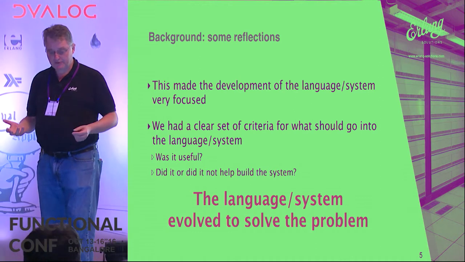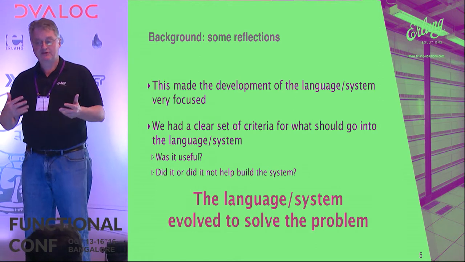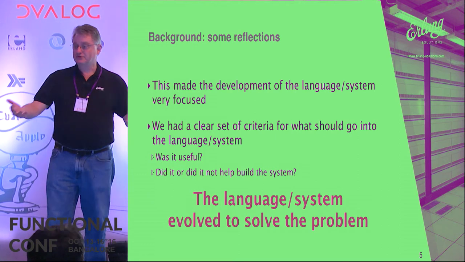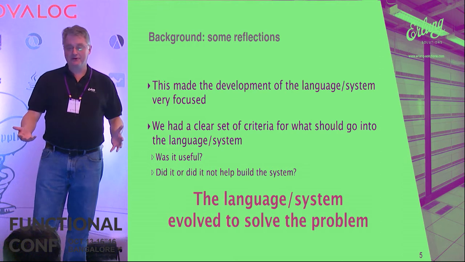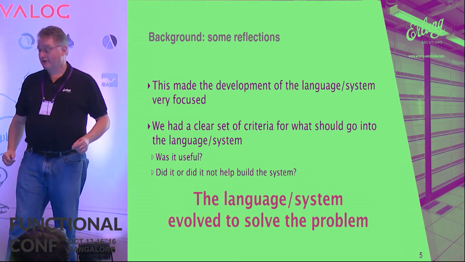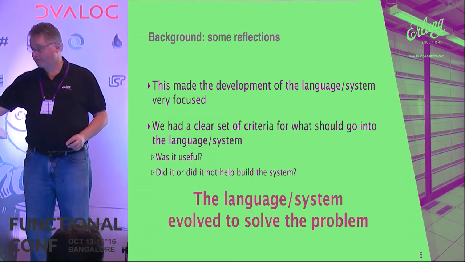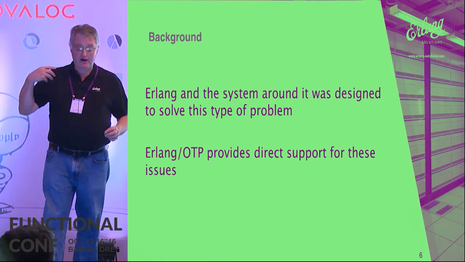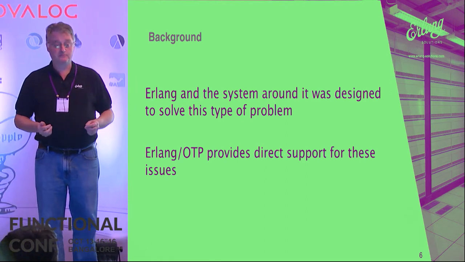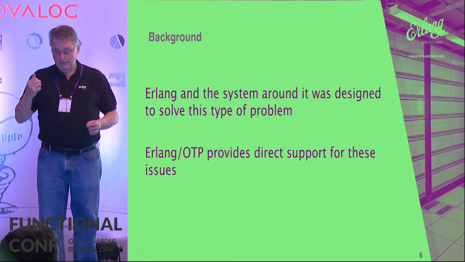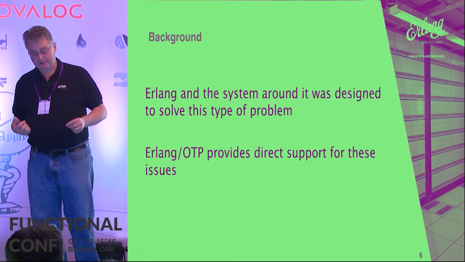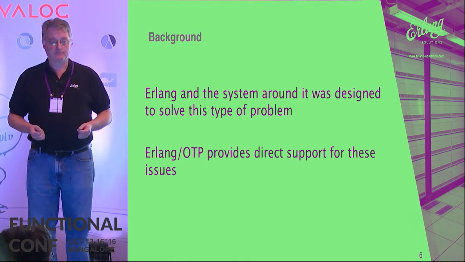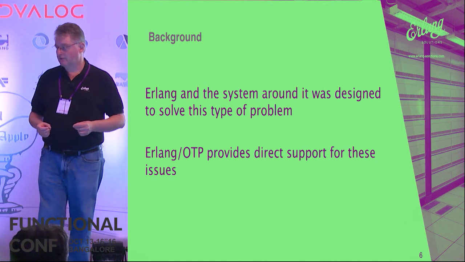That's why when you look at the language, you'll find some things are extremely easy to do, because that's what it's designed to do. Like in a functional language, calling a function is easy, right? Because that's what it's supposed to do. Here, doing a lot of these things is easy because that's what it's supposed to do. So the Erlang system design was designed to solve this type of problem. And in the language and in OTP, which I'll explain later what this is, there's direct support for doing these type of things. So this is how it evolved.